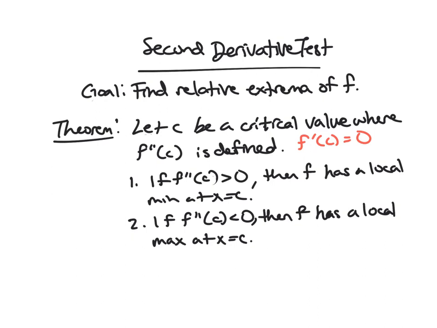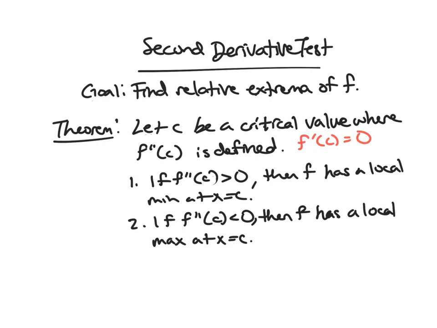If f double prime of c is greater than zero, then we have a local min. And if f double prime of c is less than zero, then we have a local max at c. So you might be thinking these seem flipped, right? Greater than zero and I have a min, less than zero I have a max. It should be the other way around. But let's think about the picture here.